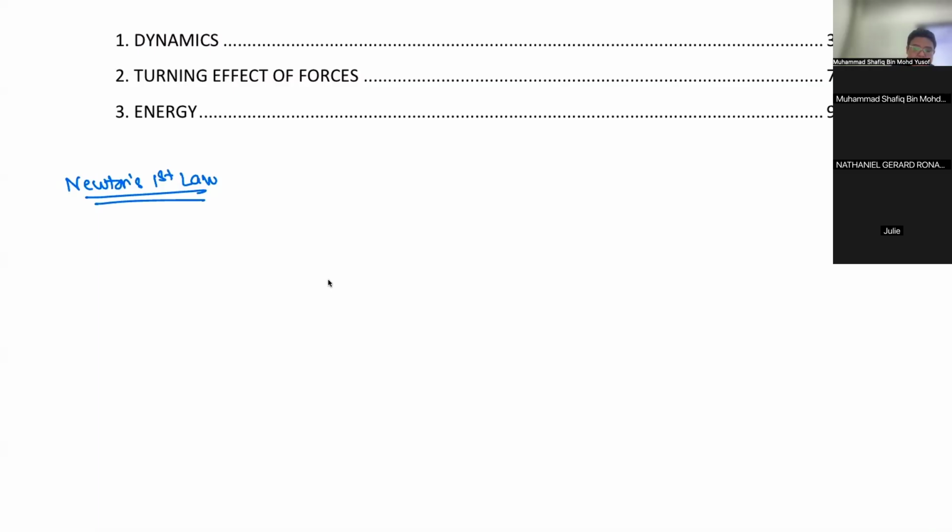So this one, everyone please take note. Newton's first law, the most important thing, take note, is the resultant force is equal to 0. And later we will elaborate on what resultant force is. For the meantime, just take note: KIV, Newton, resultant force is equal to 0.